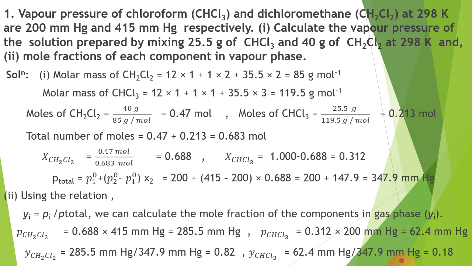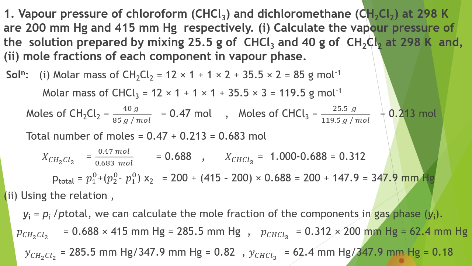So here P of dichloromethane equals P01 X1. Here X1 equals 0.688 and the pure vapor pressure of dichloromethane is 415 mmHg. This is given. After multiplying, we get P CH2Cl2 as 285.5 mmHg. Similarly, we can calculate the partial pressure of chloroform.